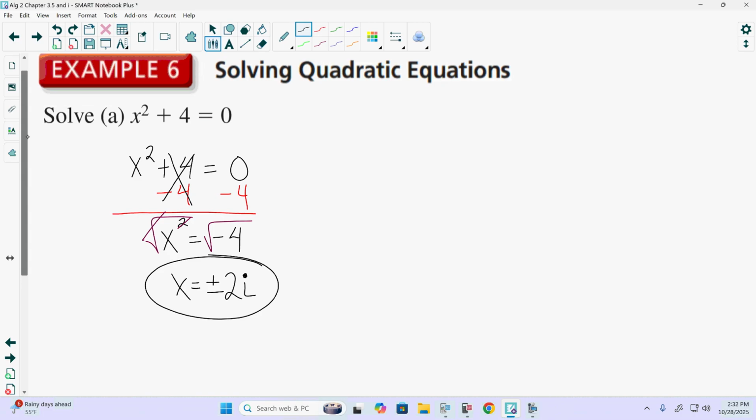So yes, there are no real solutions because our solutions for this are positive 2i and negative 2i. Those aren't real numbers. So we don't have real solutions. We have complex solutions of 2i and negative 2i.